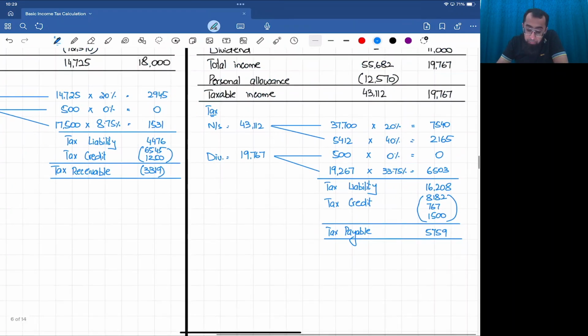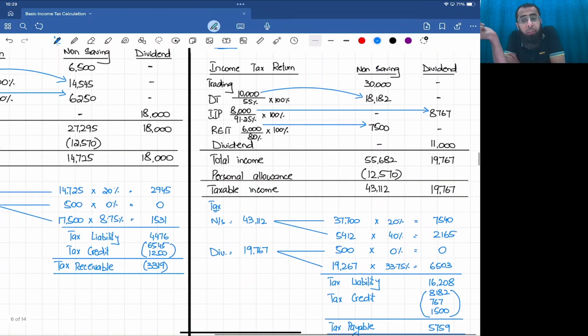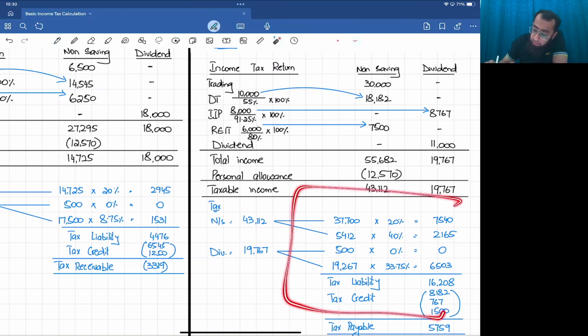Let me repeat it again. If you look at this question, it was just about looking at the withholding taxes carefully. Trading income is a simple non-saving income. Discretionary trust, 45% withheld, divide by 55 multiplied by 100. Interest in possession, dividend source, 8.75% withheld. Real estate investment trust, 20% withheld. Dividend goes in the head of dividend. You add total income, you adjust the allowance, you get the taxable income, and then simply apply the tax rates.